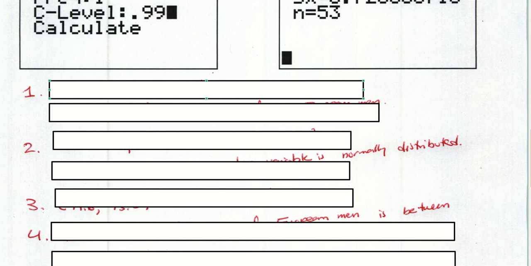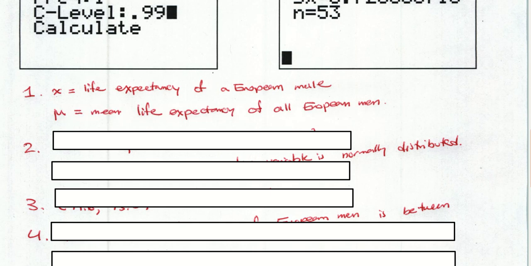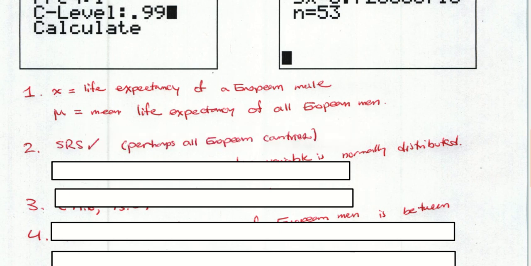So the first thing is our random variable. So X is the life expectancy of a European male, and mu is the population parameter. So in this case, the mean life expectancy of all European men. So the first thing we need to check is that this is in fact a simple random sample. It's pretty close to the number of European countries, so I'm going to guess that it's all of the countries that they have data for in Europe.